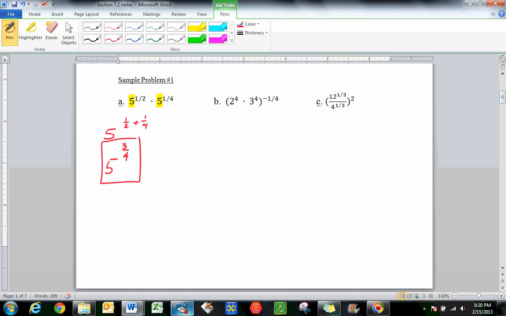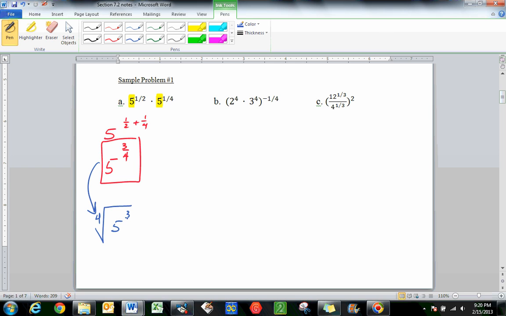In this case, I just want you to simplify it to its simplest terms, so leaving it as 5 to the 3/4 power is fine. Keep in mind, we did learn how to write this in radical form as well. So you could write this as the 4th root of 5 to the 3rd power, and those are equivalent to each other.